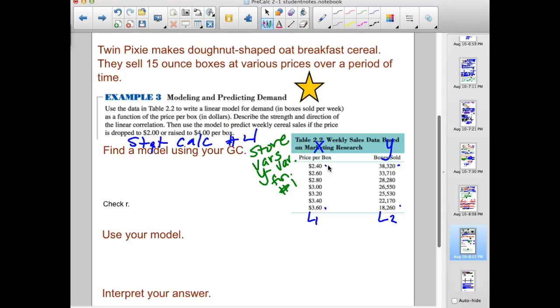Okay, the equation that we're coming up with, y equals negative 15,358.929 x plus 73,622.5.